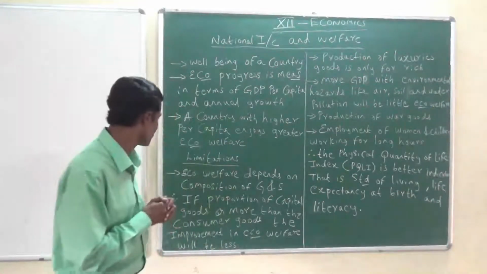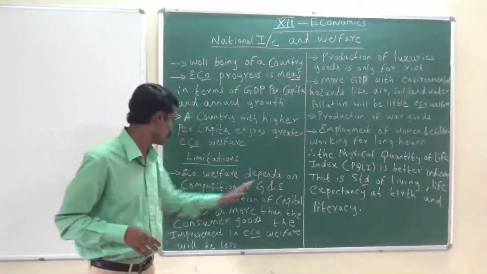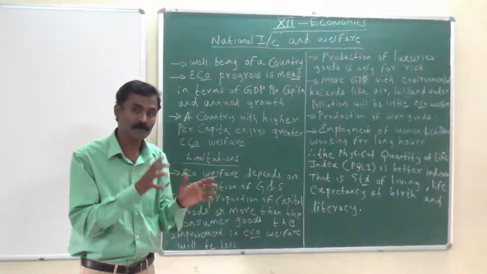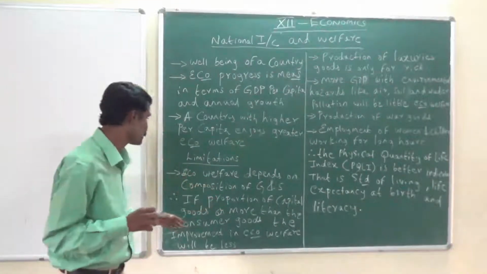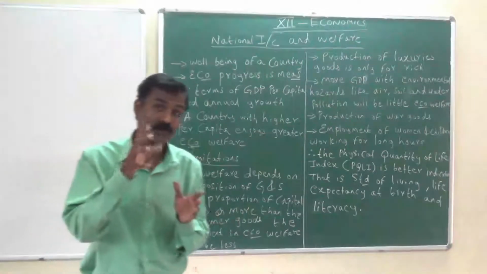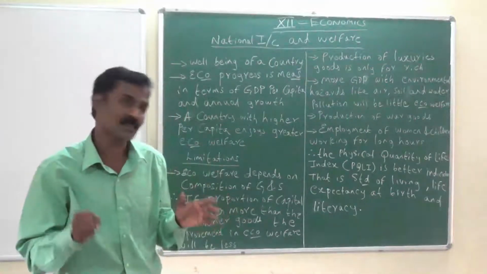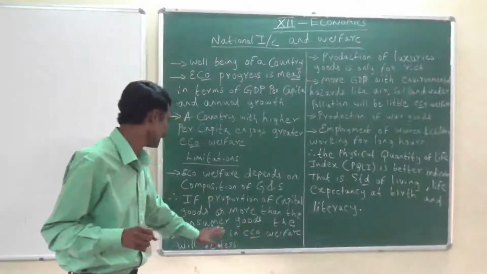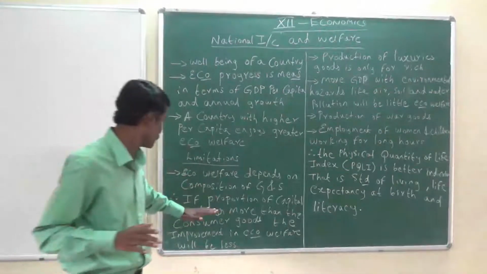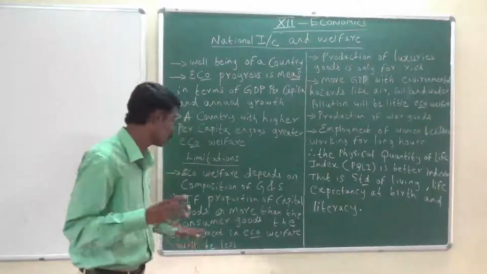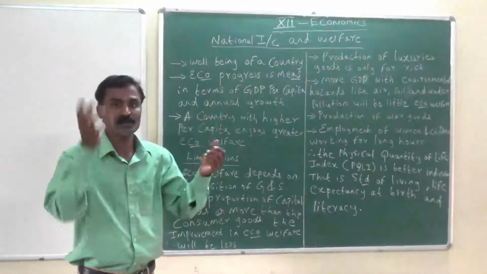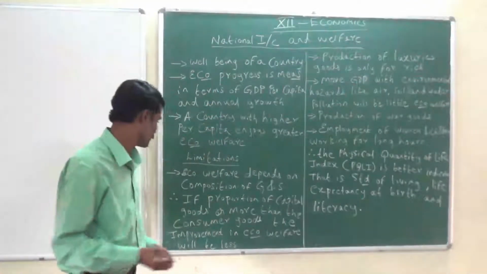What are those limitations? Economic welfare depends on the composition of goods and services. That means whatever goods are being produced should be consumed. If the proportion of capital goods is more than the consumption goods, then the country cannot enjoy the economic welfare or there will not be any improvement. I say again, the proportion of capital goods should be less than the consumption goods. More consumer goods and less capital goods.